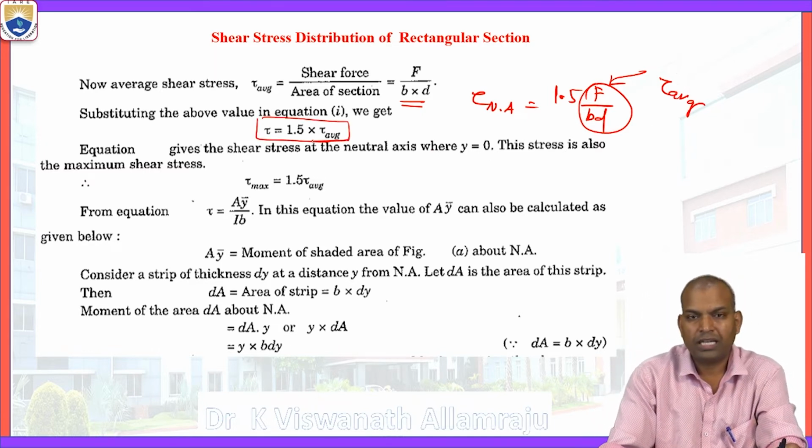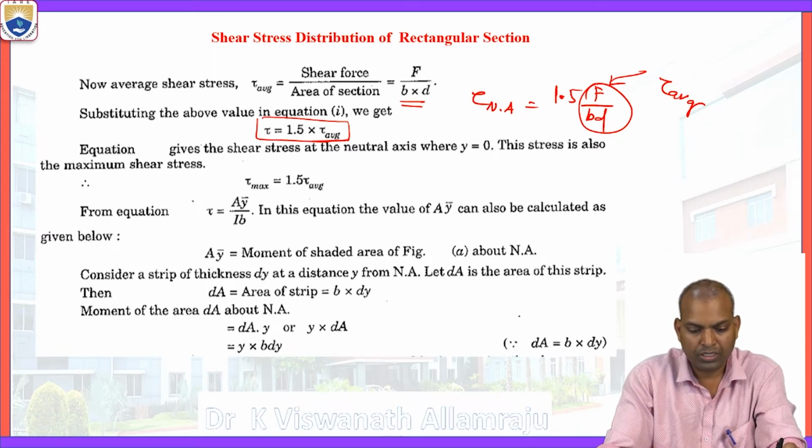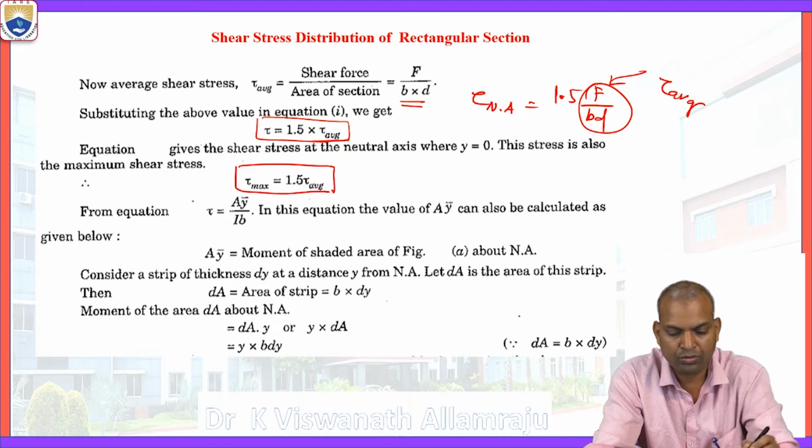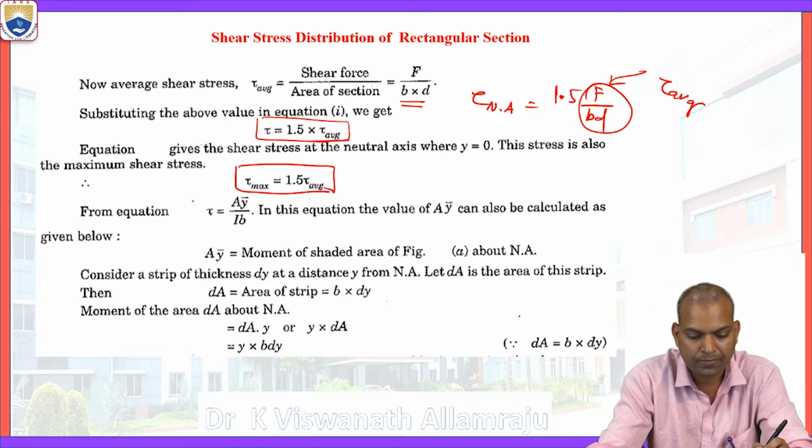So now tau at the neutral axis is 1.5 times tau average. This tau at the neutral axis gives the maximum shear stress. That means where y equals 0, the stress is the maximum shear stress. So tau maximum equals 1.5 times tau average.